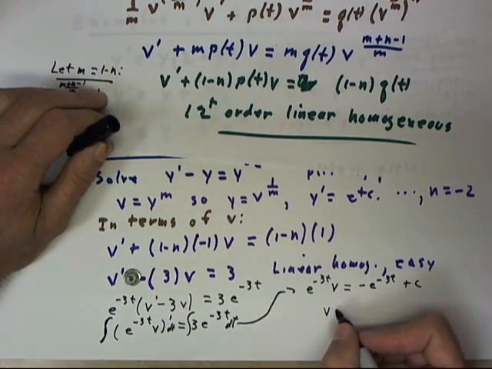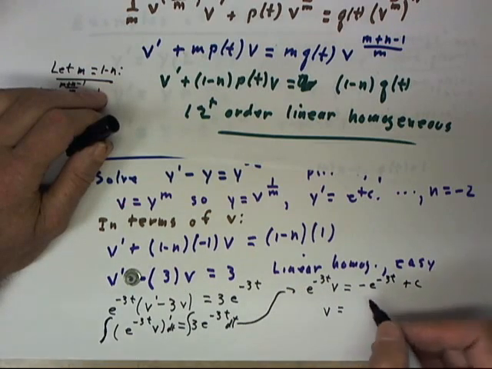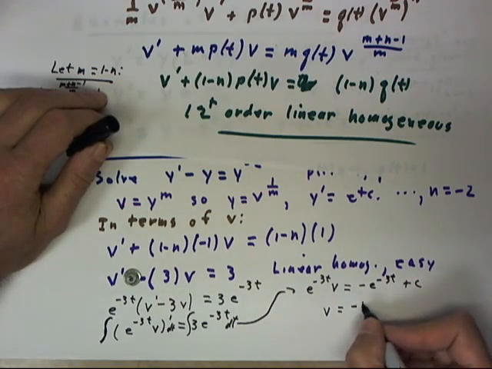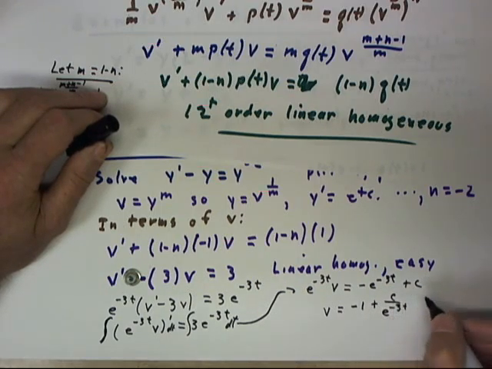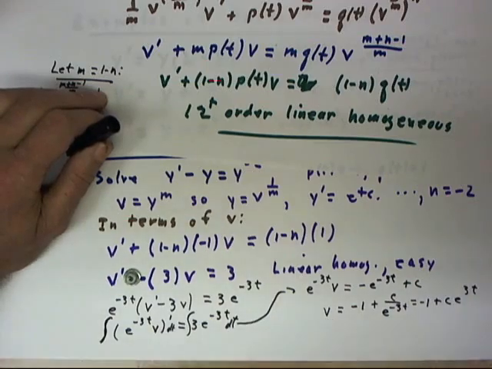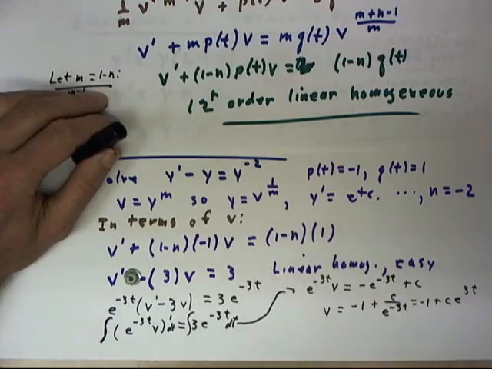So v is going to equal what? Well, if we divide both sides through by e to the negative 3t, we're going to get a negative 1 when we divide this, plus some arbitrary constant over e to the negative 3t. That's going to be negative 1 plus c e to the 3t. That's our v function. Now, of course, we're looking to solve for y.